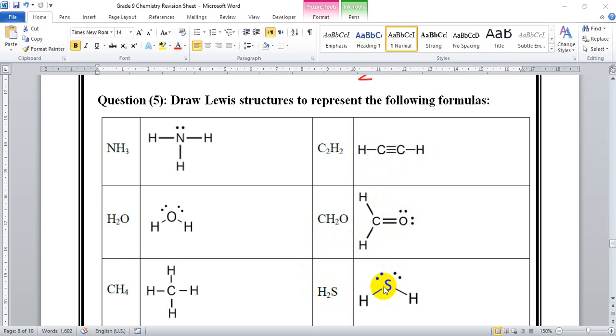H2S, here the sulfur atom is like H2O, but instead of oxygen, here sulfur. It has 2 lone pairs and 2 single bonds with 2 hydrogen atoms.